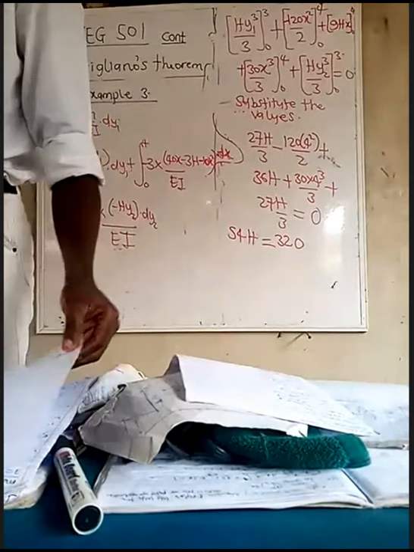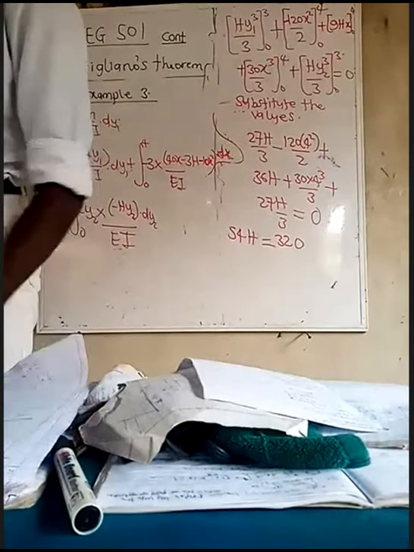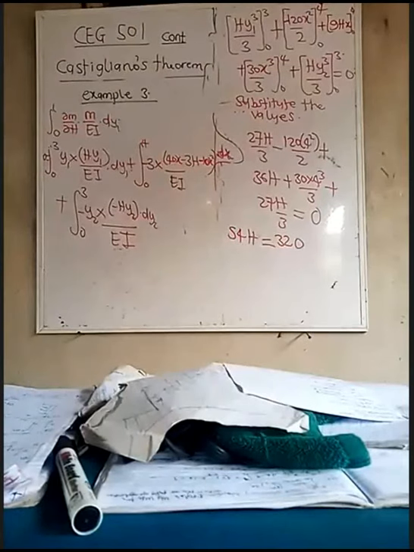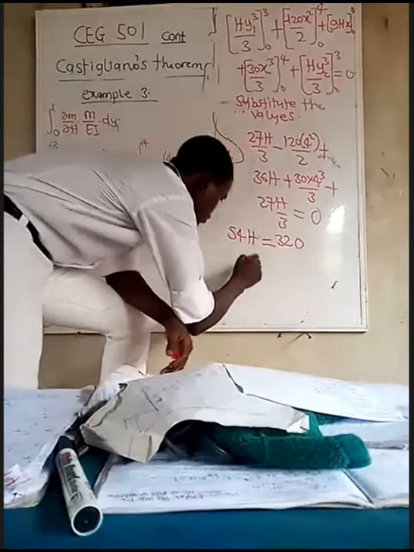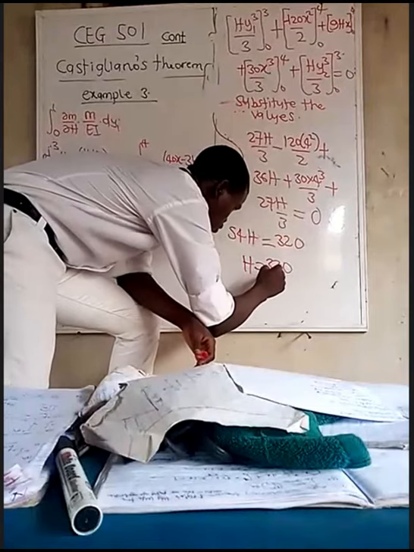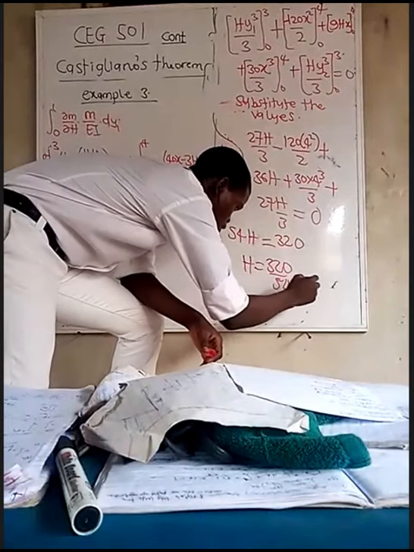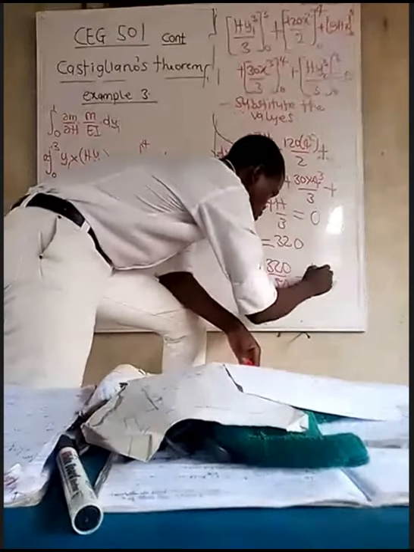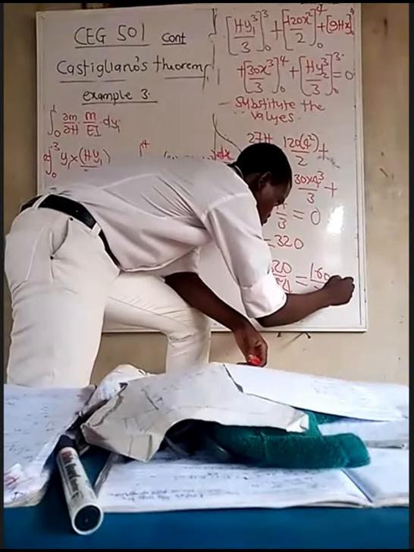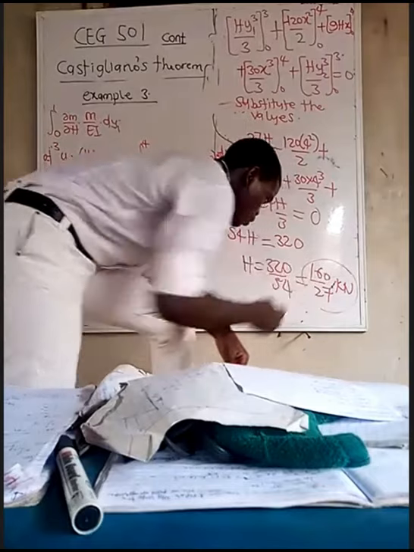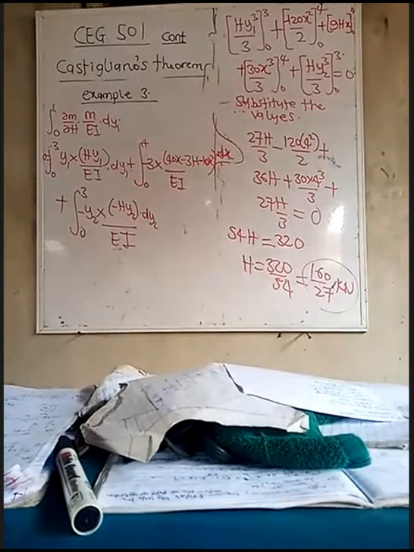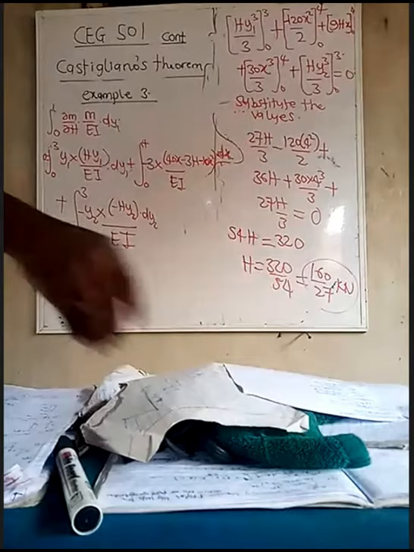Let me just check this right here. Okay, I think we're on track, correct? So H is 320 over 64. 320 over 64 is 160 over 27 kilonewton. So that is the force we are required to get. So I will go back to what he is asking for now.